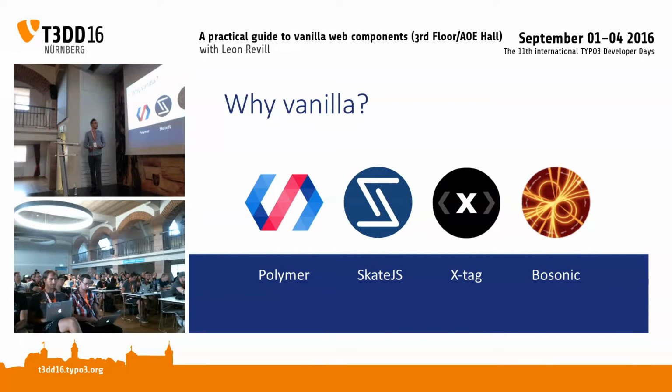For a while now, there have been a few web component libraries that aim at making building web components a little bit easier. And these are probably the most popular: Polymer, Skate.js, Xtag, and Bosonic. Some of these web component libraries came about initially because the web component specification wasn't completed, it wasn't well supported. So these libraries aimed at solving that problem.